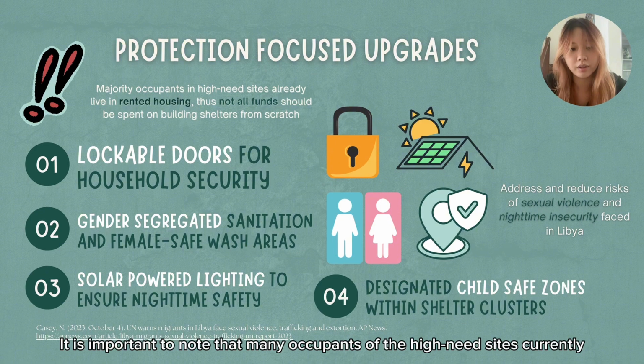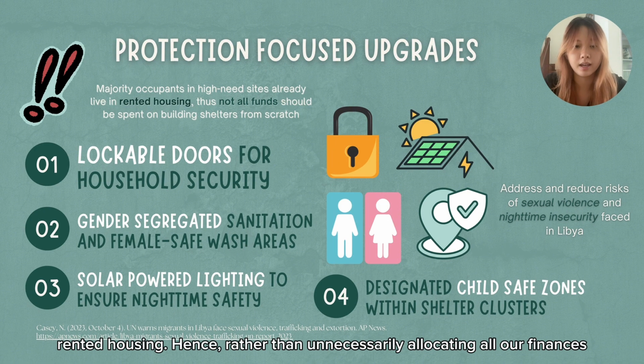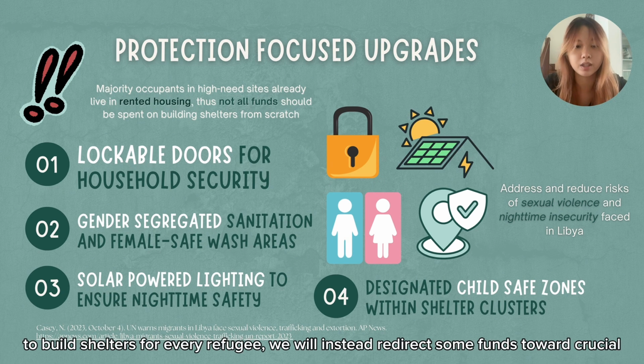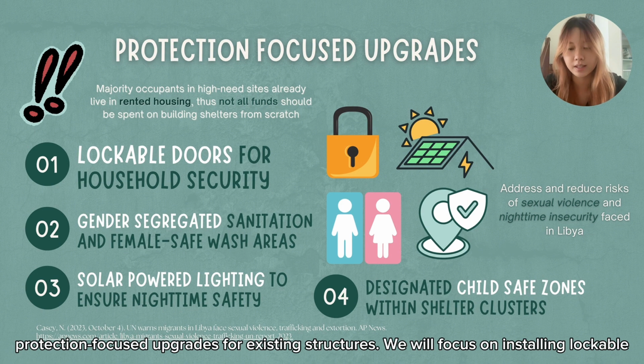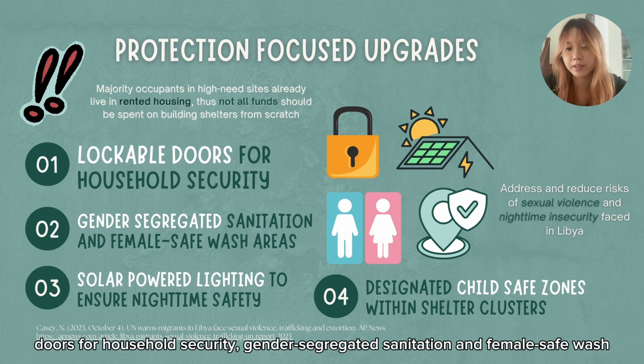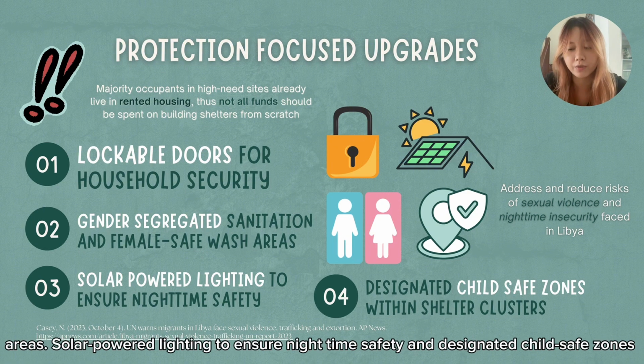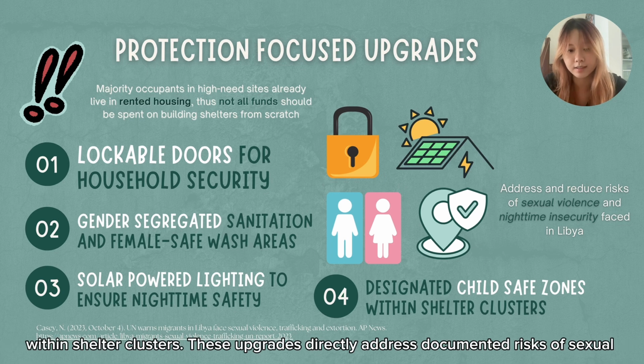It is important to note that many occupants of the high-need sites currently live in rented housing. Hence, rather than unnecessarily allocating all our finances to build shelters for every refugee, we will instead redirect some funds towards crucial protection-focused upgrades for existing structures. We'll focus on installing lockable doors for household security, gender-segregated sanitation and female-safe wash areas, solar-powered lighting to ensure nighttime safety, and designated child-safe zones within shelter clusters.